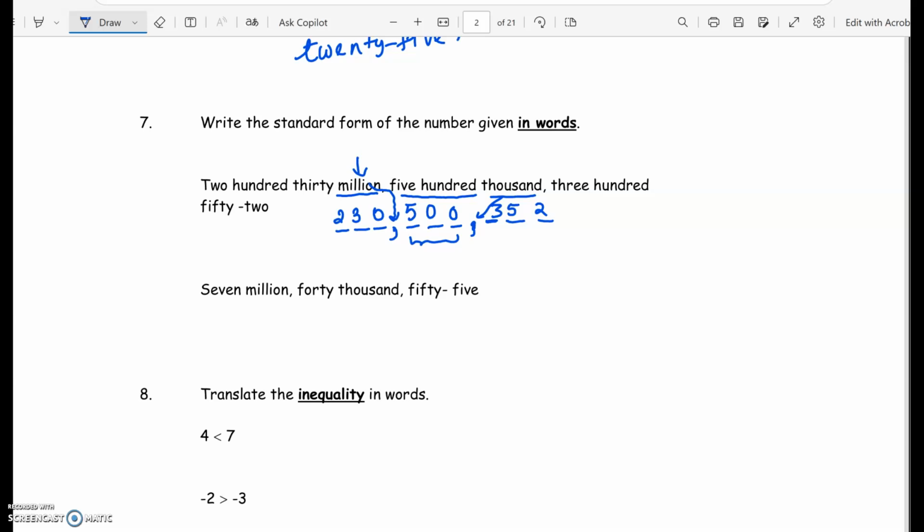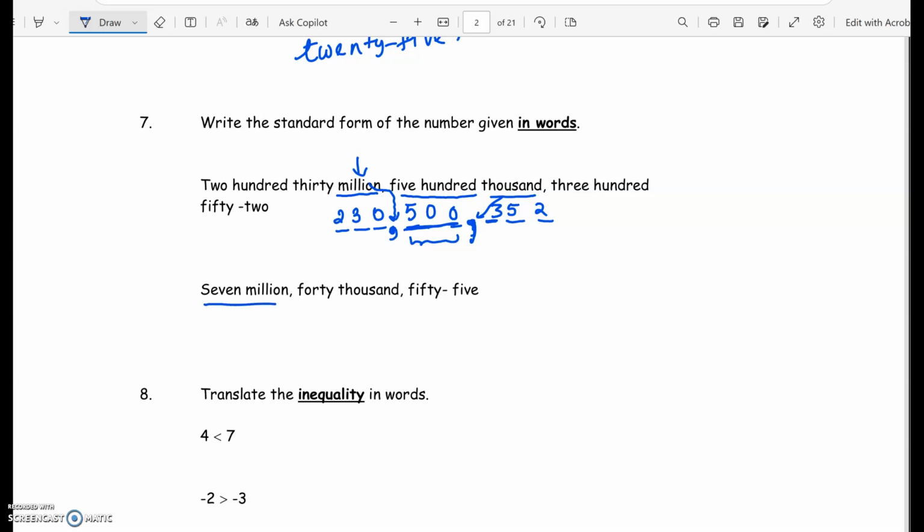So we have to read it back again, so you want to make sure that you got it right. 230 million, 500,000, 352. So that seems correct.